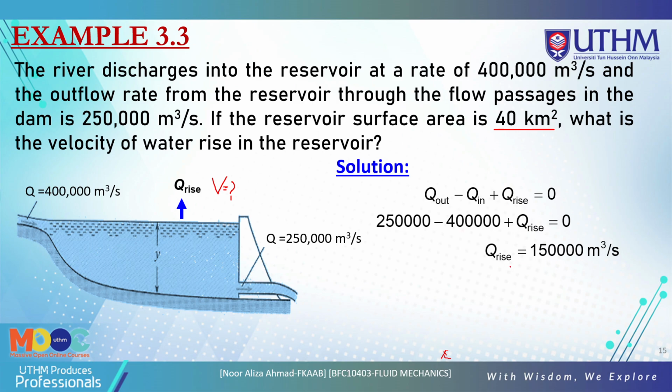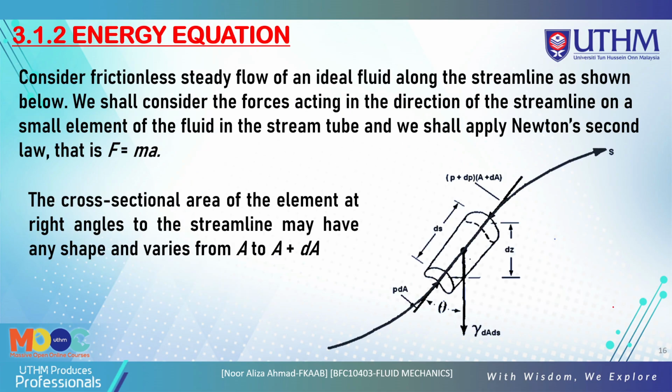we get the Q rise is 150,000 meter cube per second. From the Q rise, we find the V rise, so we get the velocity rise is 0.00375 meter per second. Okay, so now we look at the energy equation here.